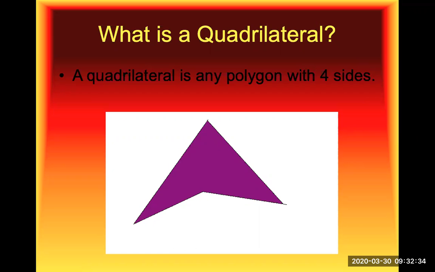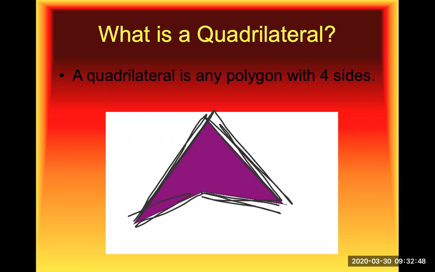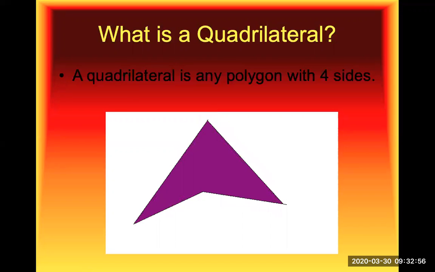If you recall, a polygon is anytime you have a shape that has straight sides and no gaps or openings. So this has 1, 2, 3, 4 sides, and you can see there's no gaps or openings, so it is a polygon. And because it has 4 sides, we call that more specifically a quadrilateral, which is a great word, isn't it? Quadrilateral. Okay, so there are types of quadrilaterals.